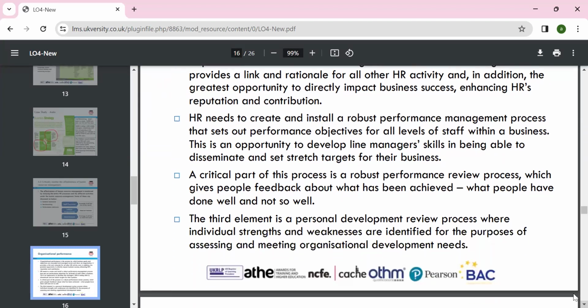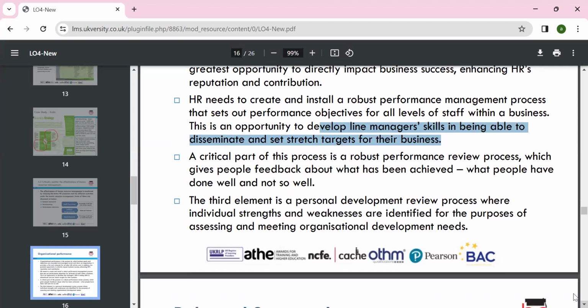HR needs to create and install a robust performance management system. So it is always good to try for a 360-degree appraisal, a different appraisal system which is fit for purpose. It is an opportunity to develop the line manager's skills. So we have coaching and mentoring in place in the organization. That's quite crucial. A critical part of the process is a robust performance review process and feedback. And feedback and a feed-forward system need to be in place.